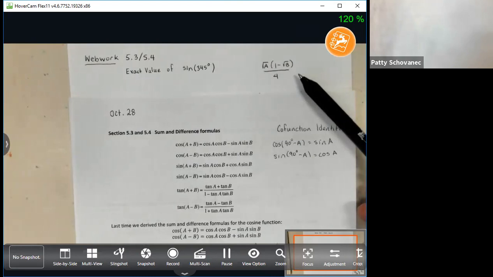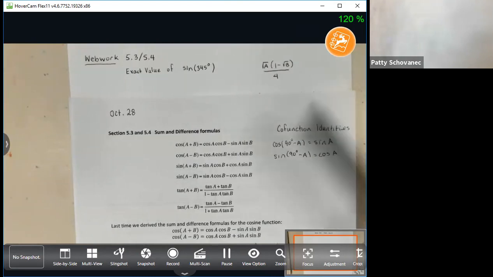So I'm going to make a couple of attempts at doing this. First, I'm going to go through our angles that we know and love and see if I can find any that add to 345 degrees. So let's see. We've got 0 degrees, 30 degrees, 45 degrees, 60 degrees, and 90 degrees.